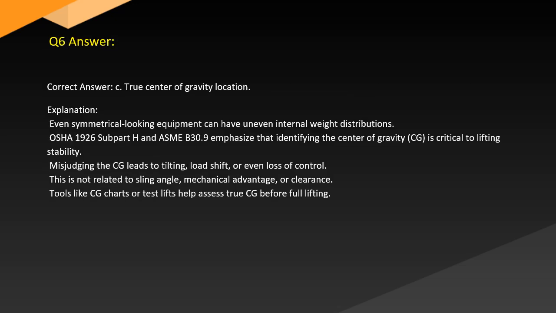Answer. Correct answer. C. True center of gravity location. Explanation. Even symmetrical-looking equipment can have uneven internal weight distributions. OSHA 1926 Subpart H and ASME B30.9 emphasize that identifying the center of gravity (CG) is critical to lifting stability. Misjudging the CG leads to tilting, load shift, or even loss of control. This is not related to sling angle, mechanical advantage, or clearance. Tools like CG charts or test lifts help assess true CG before full lifting.